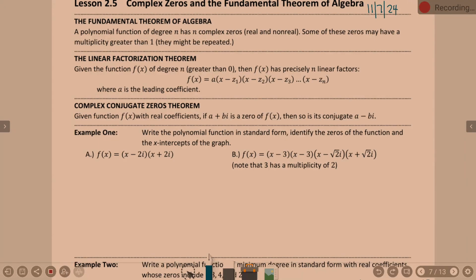5 is complex zeros and the fundamental theorem of algebra. First of all, as someone in my morning class pointed out, the i's are back. My comment is the i's never really left. We just haven't used them in a while, but the i's are here.